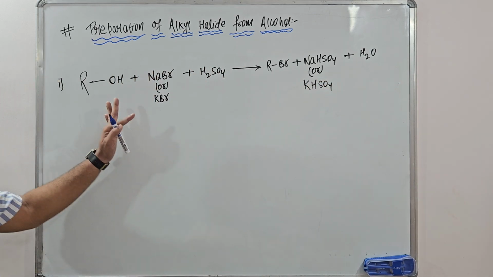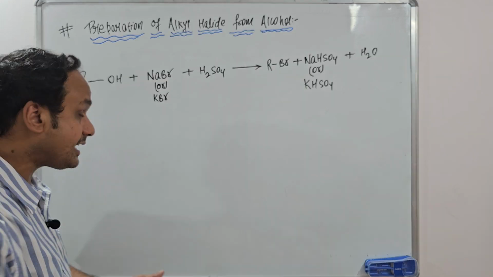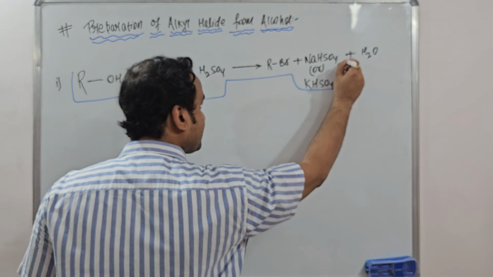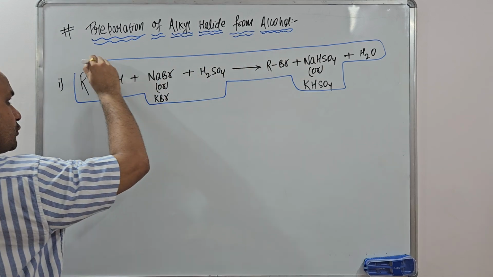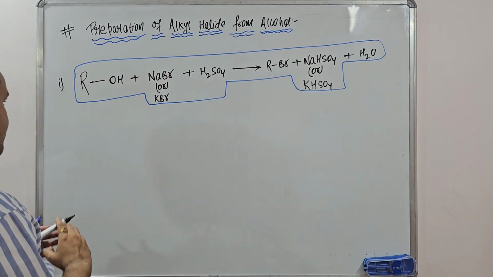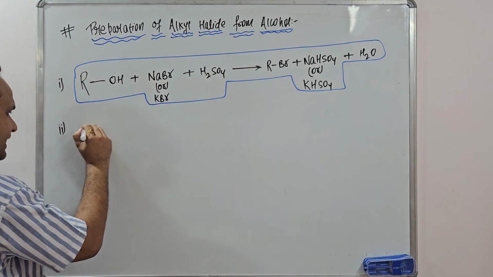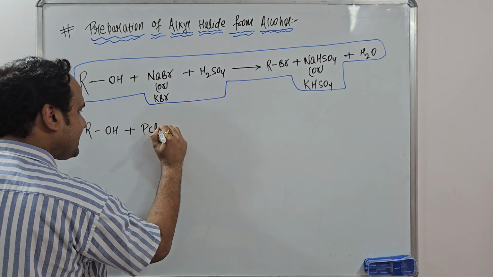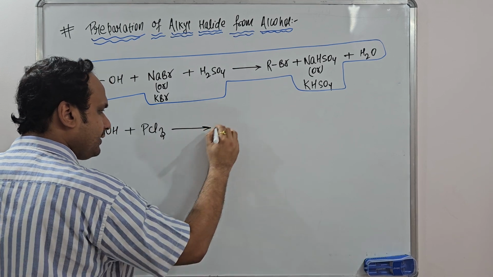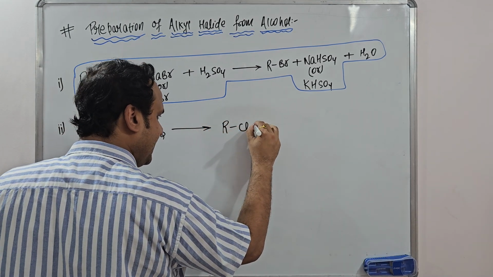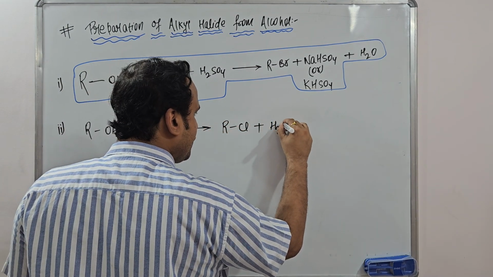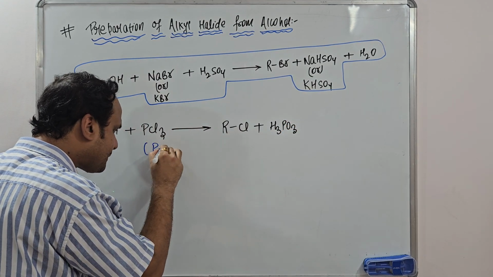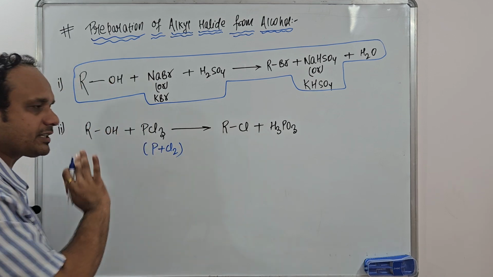So likewise I will write all the reactions. You will have to learn that reaction directly. Then whatever important point is needed with a reaction, I will write it individually. Just see what I am trying to say. First reaction is this. Second reaction is that whenever alcohol reacts with PCl3, it will give RCl plus H3PO3. Now this PCl3 can also be written as P plus Cl2. Both have the same meaning.